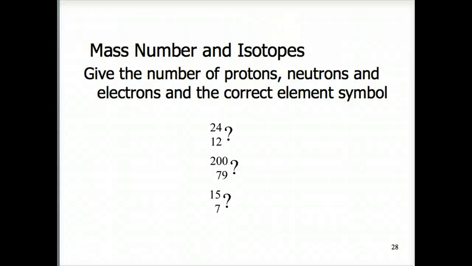Now, they're all neutral, so there are 12 electrons in number 1, 79 in number 2, and 7 in number 3. And then you subtract 24 minus 12, you get 12 neutrons, 200 minus 79, or 15 minus 7. These should be pretty simple problems for you to do if you were asked to do them on any kind of exam.